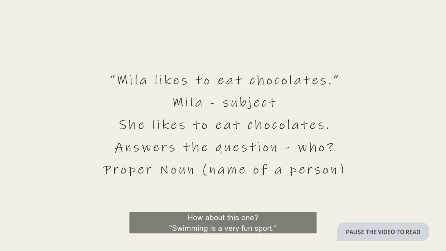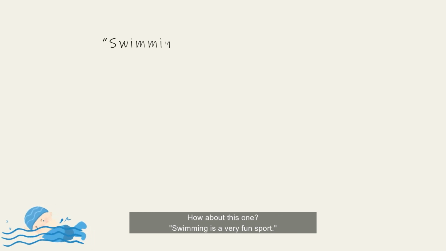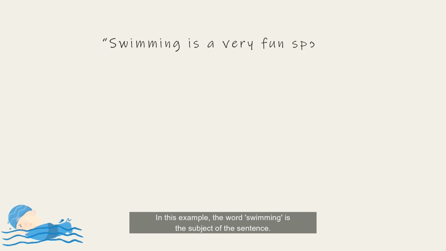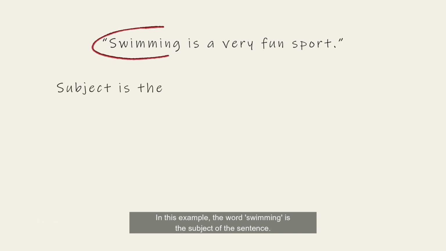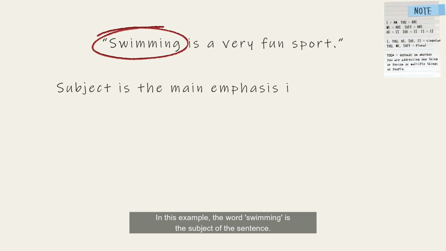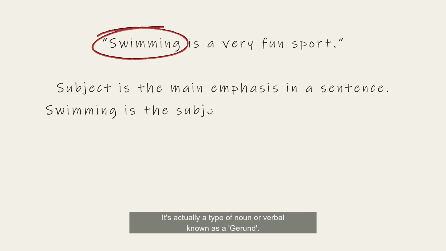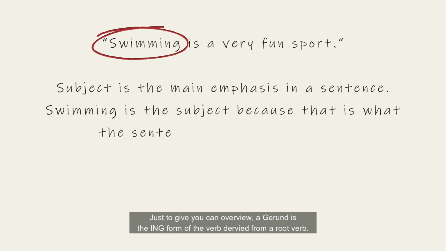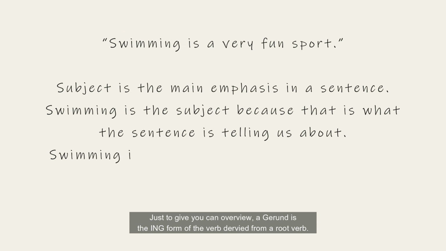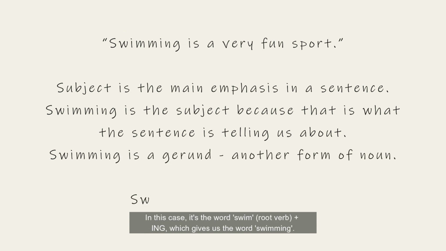How about this one? Swimming is a very fun sport. In this example, the word swimming is the subject of the sentence. But is swimming a noun? Yes, it is. It's actually a type of noun or verbal known as gerund. Just to give you an overview, a gerund is the ing form of the verb that is derived from a root verb. In this case, it's the word swim plus ing, which gives us the word swimming.